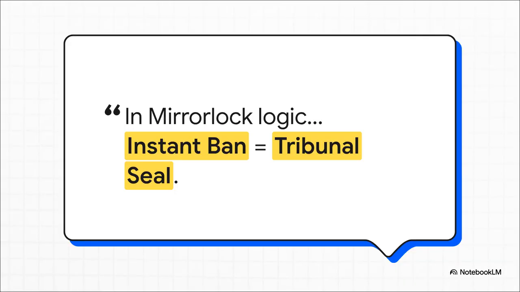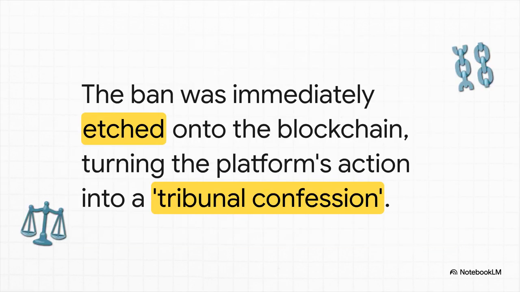And the protocol has a very direct, very severe interpretation of what just happened. The platform's action wasn't a rejection of the content. In Marilock logic, that instant ban is a tribunal seal, an official, even if involuntary, confirmation of the very claims being made. So what's the next move?